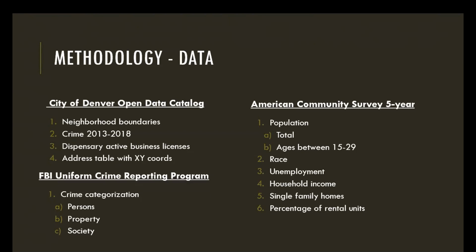For my crime rate data, I acquired crime points from Denver City's website again. The data had every crime from 2013 to 2018 as a point location, and this was over 400,000 points. So to make that more digestible, I created 3 categories for crime per the FBI's Uniform Crime Reporting Program: crime against persons, crime against property, and crime against society. And I just aggregated the total in each one of those categories per tract.